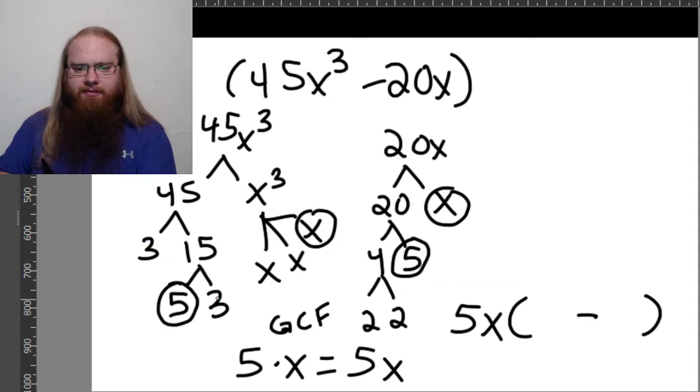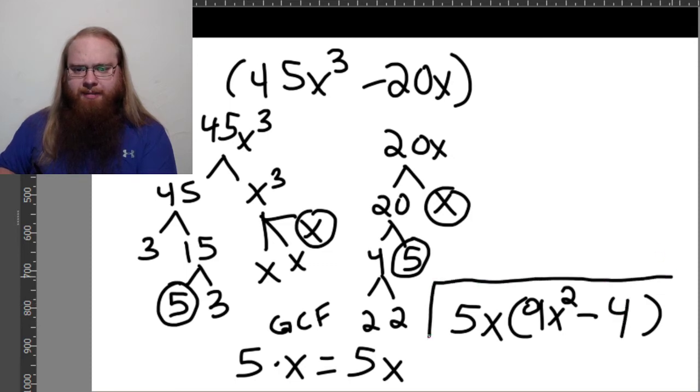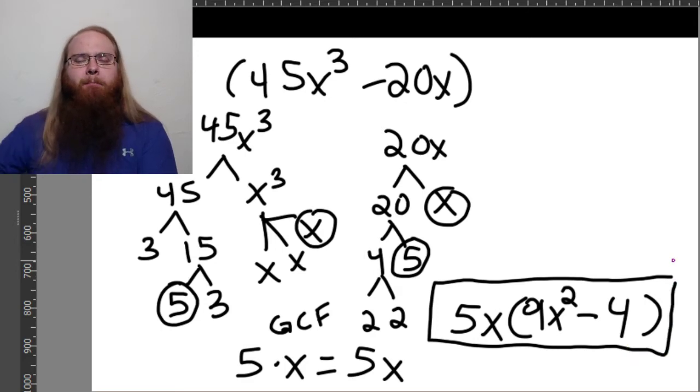So 3 times 3 is 9. So we're going to have 9. And x times x is obviously x squared. Over here, well, we took out all the x's. We took out the 5. All we're left with is 2 times 2, which is going to give us 4. So think about this as doing distribution, but backwards. Instead of distributing what's on the outside of the parentheses, we're trying to take something out to put on the outside of the parentheses.